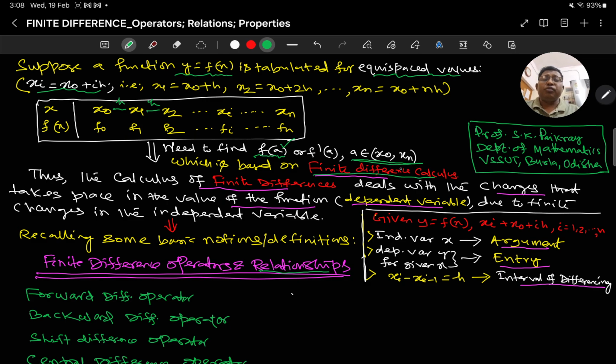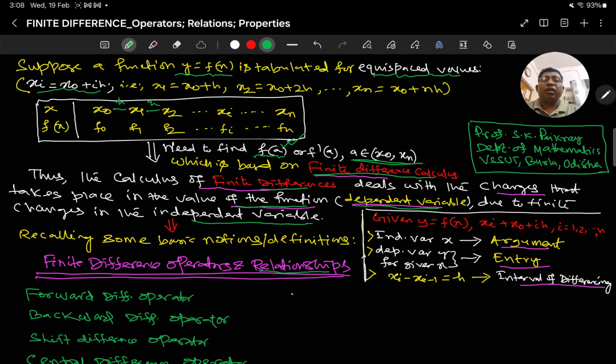Coming to the definition, the calculus of finite differences deals with the changes in f(x), as I have told you. That is, the changes that take place in the value of the function, or the dependent variable, due to finite changes in the independent variable. So the change in x leads to a change in f(x). This is to be estimated, and this calculus is known as the finite difference calculus.